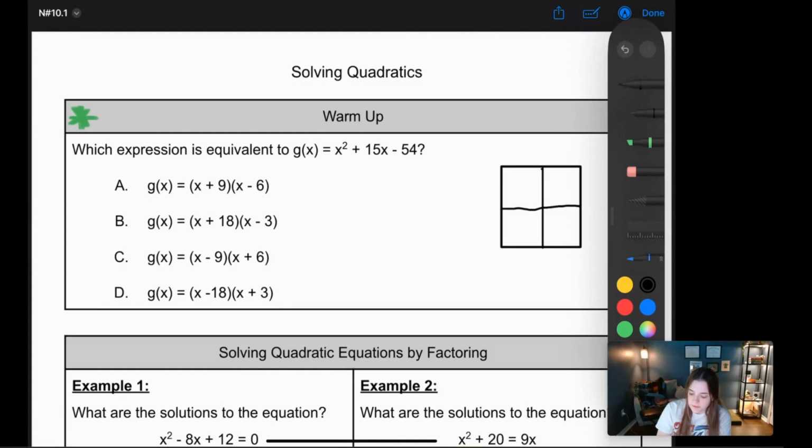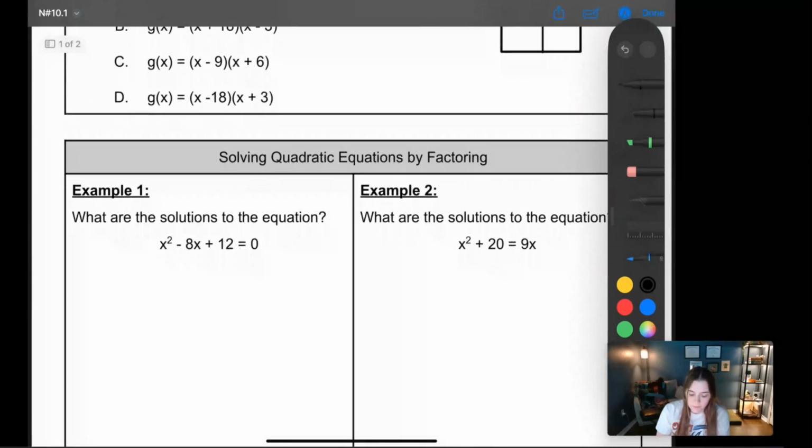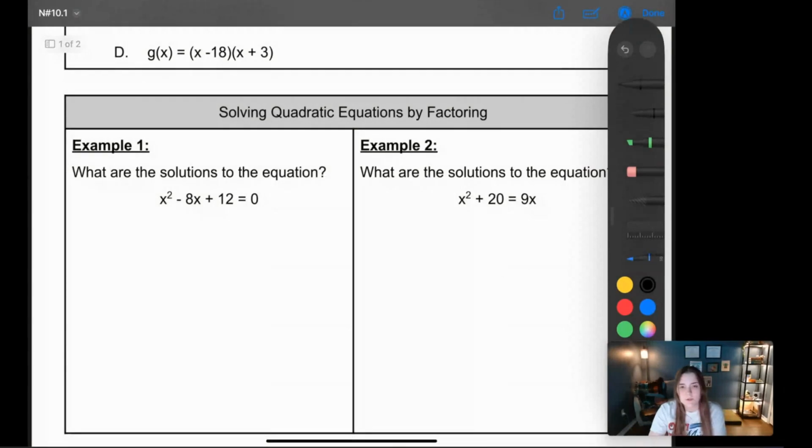Let's take a look at this example 1 though. So in example 1 it says, what are the solutions to the equation? What it's asking for is the zeros. And when I say zeros, what do I mean? We've talked about this before. The zeros are the x values. So when it says solutions, you can think about it as the zeros or the x values.